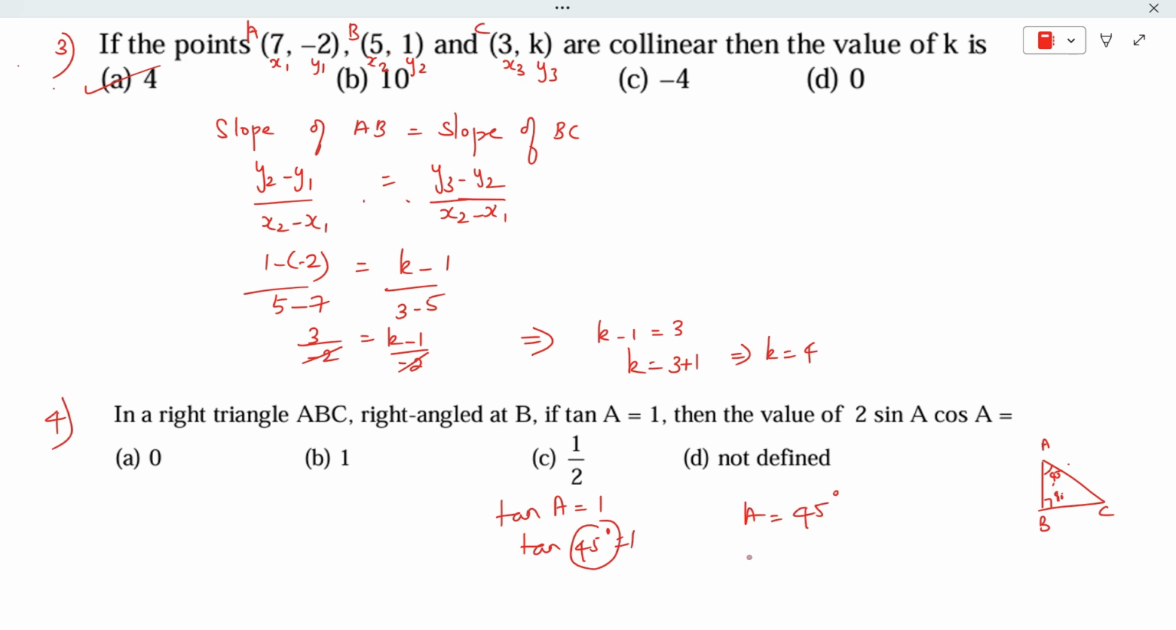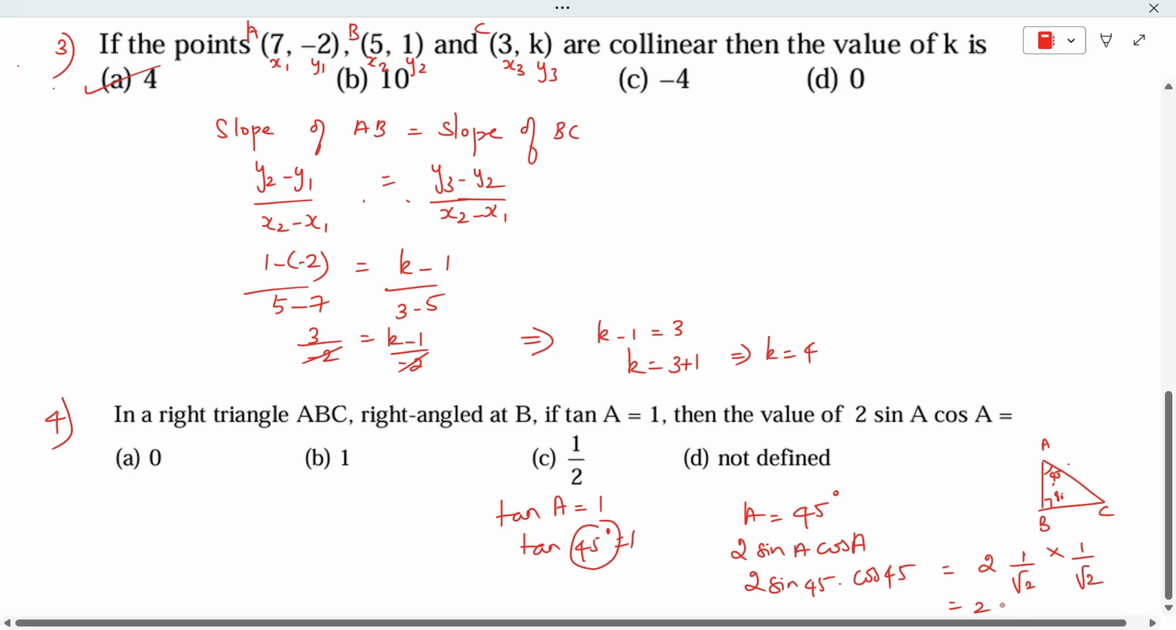Now I need to find 2 sin A and cos A. 2 sin A into cos A, that is 2 sin 45 into cos 45. So what is sin 45? The value of sine at 45 degrees is 1 by root 2 and cos 45 is 1 by root 2.